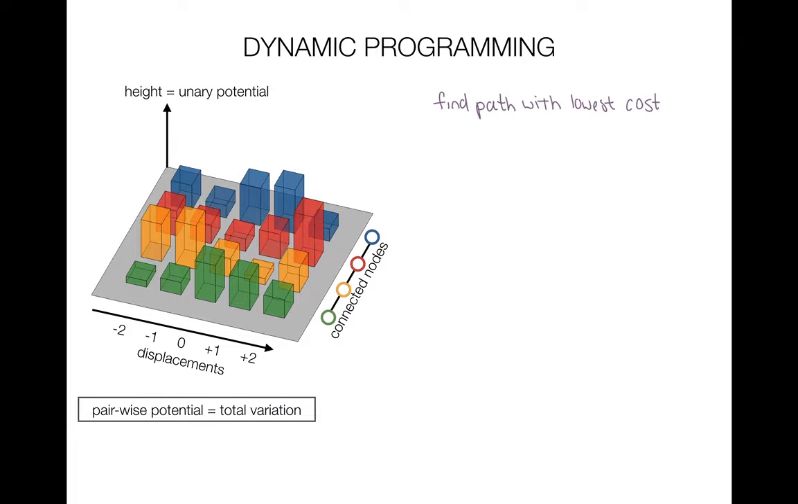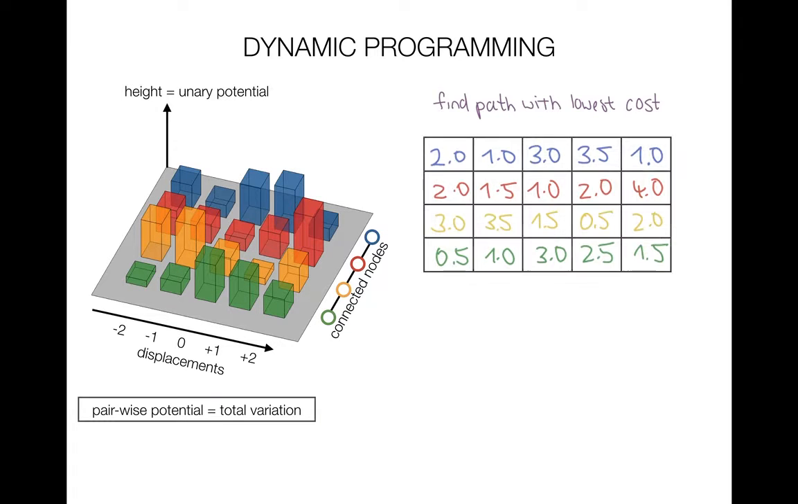To make this more accessible, I've written down the numbers of the unary potentials in an array. And we'll work our way up from the green node up to the blue node. Let's first try this specific path, which always takes the 5th label. It only has unary potentials, which add up to 8.5.